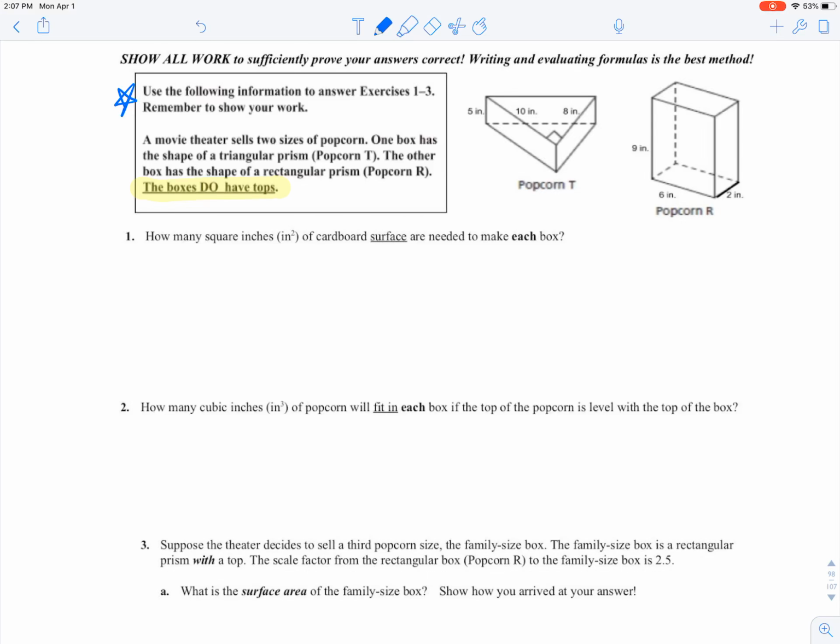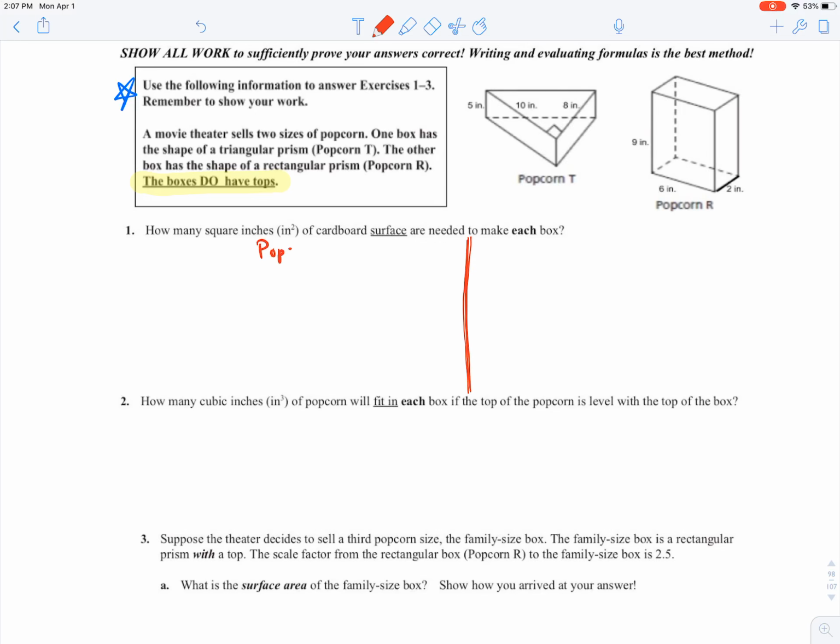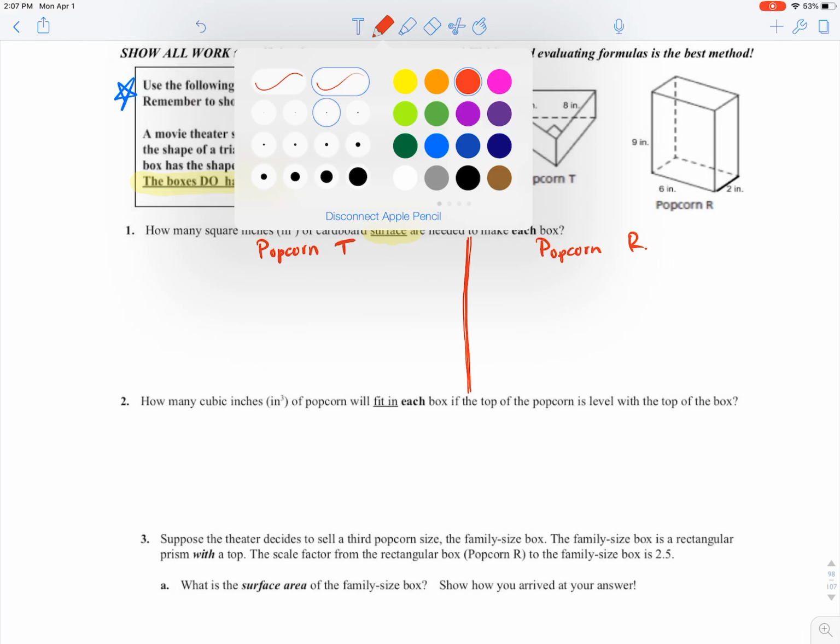I'm going to split this down the middle so that I have some room to do the triangle and then the rectangle. I'm going to do my work for popcorn T here, and popcorn R on the other side. We are looking for how many square inches of cardboard surface are needed to make each box. That looks like a hint. We are trying to find the surface area. All right, let's go ahead and do this.